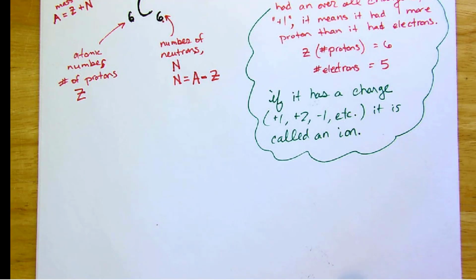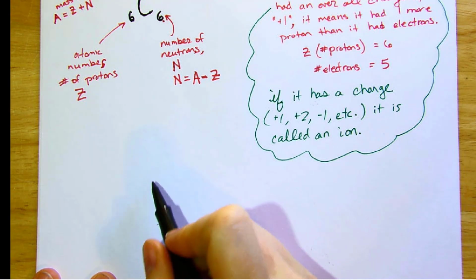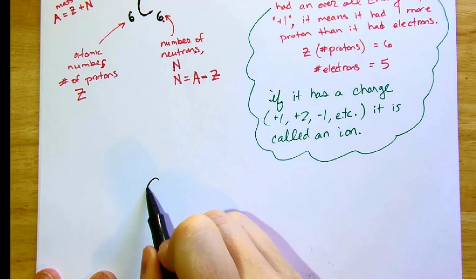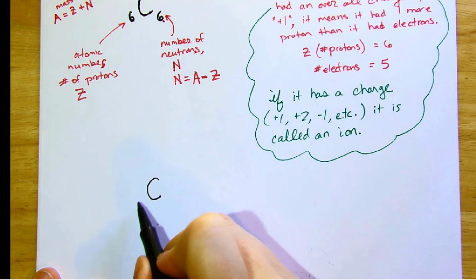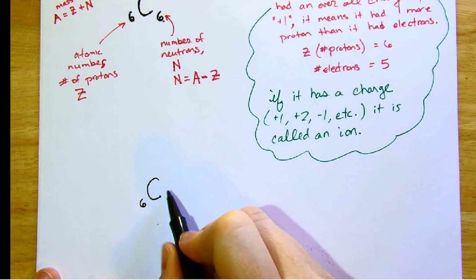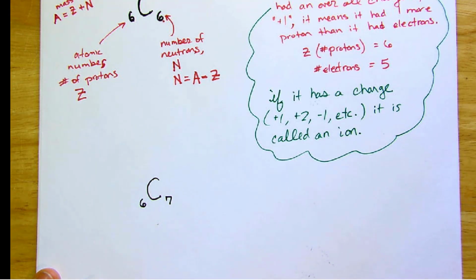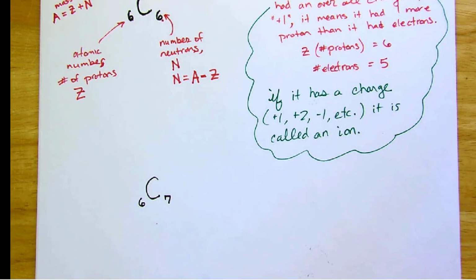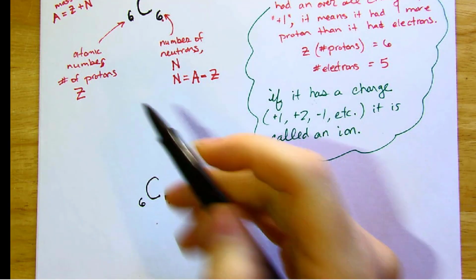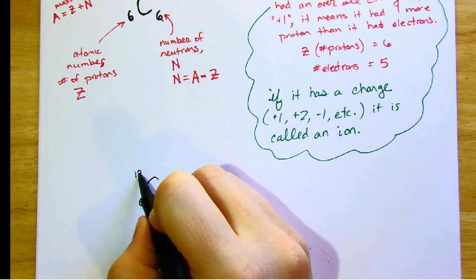What if this was kind of a weirdo carbon and it had an extra neutron, one more than usual? What would it look like? We would say that it was a carbon still, because it would still have 6 protons. And now it's got an extra neutron, so it would have 7 neutrons. How many units of mass does it have in its nucleus now? It's got 6 from the protons and 7 from the neutrons, so it'll have a total of 13.